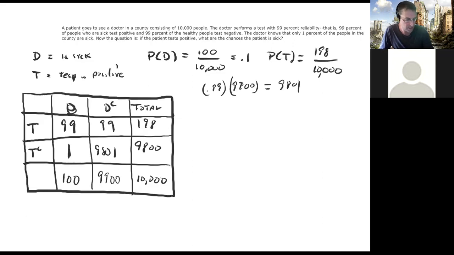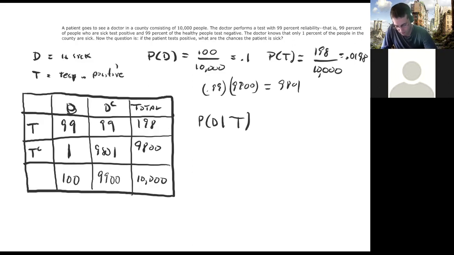Okay, which is 0.0198. Okay, so now what is the question really asking? The question is really asking, if a patient tests positive, what's the probability that the patient is sick? So we want to know, and that's actually a very important question. So what is the probability, if the patient tests positive, that the patient is sick?